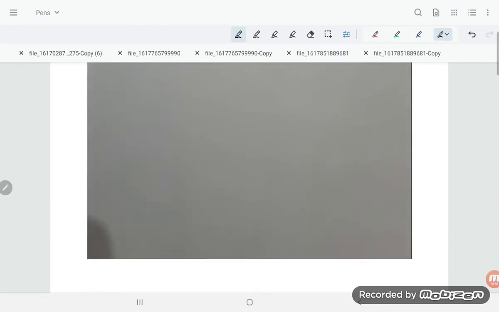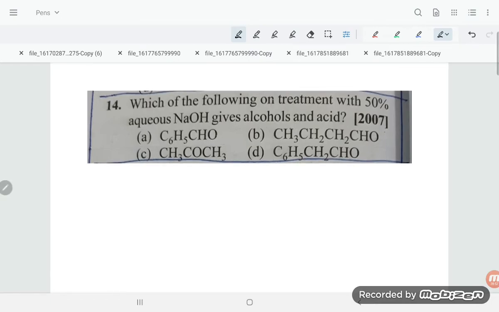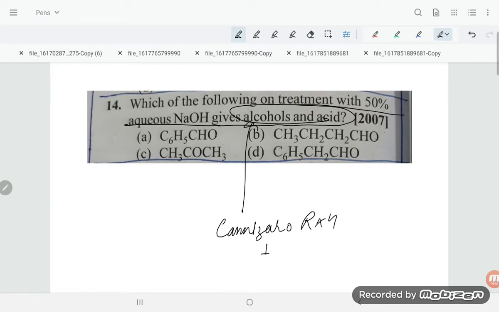Now let us move to question number 14. Which of the following on treatment with 50% aqueous NaOH gives the alcohol and acid? So alcohol and acid is given by the Cannizzaro reaction. Cannizzaro reaction means no alpha hydrogen. So it is a compound which is not having alpha hydrogen.